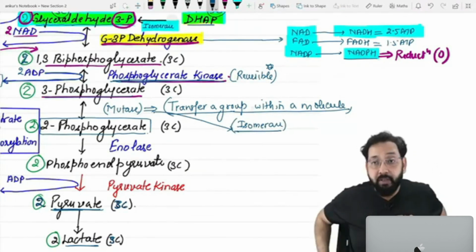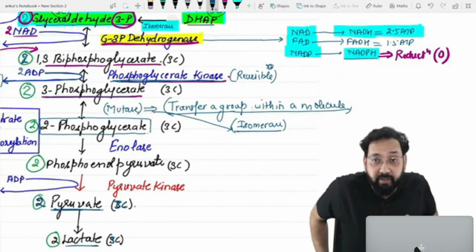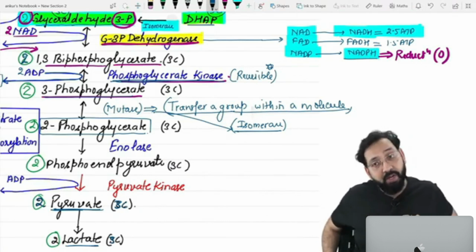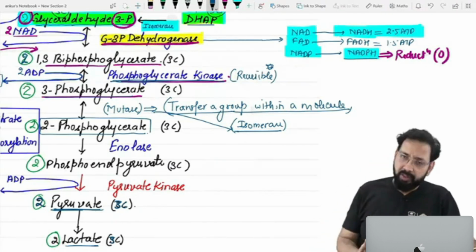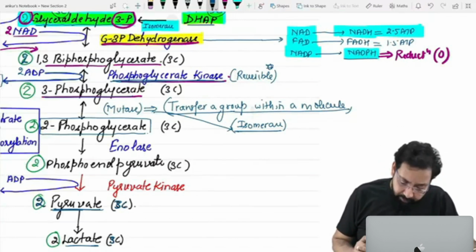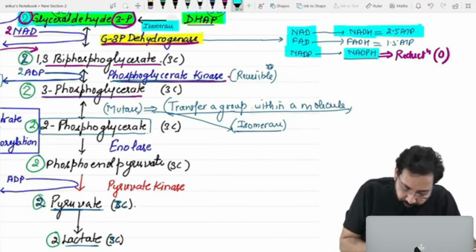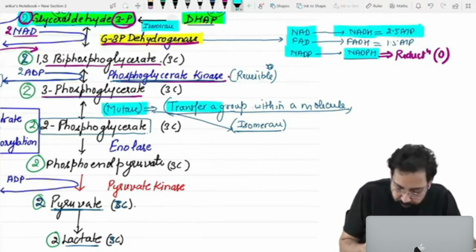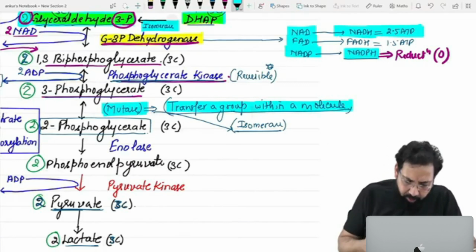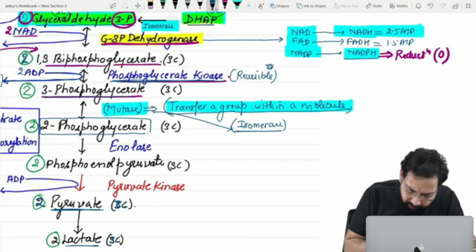So previously, 15-20 years back, mutase was classified as a transferase, but that was changed a long time back. Nowadays, there is no controversy: mutase is an isomerase. Definition question is asked: transfer a group within a molecule. And this reaction is also reversible.